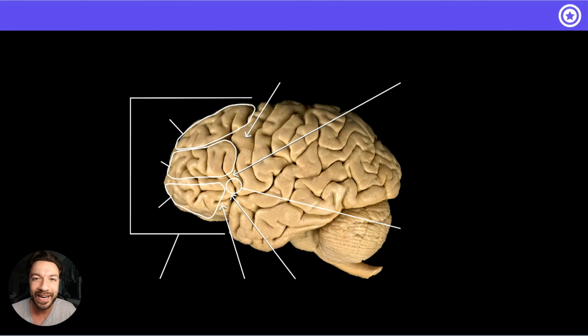Hey, John here from Anatomy Bootcamp, and in this dissection we're taking a look at the cerebral cortex from a lateral perspective. And you can see towards the front of the cerebral cortex we have all these structures which we want to identify. So let's just jump right into it.